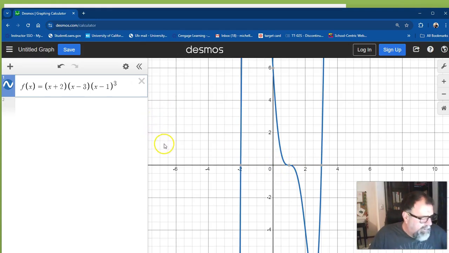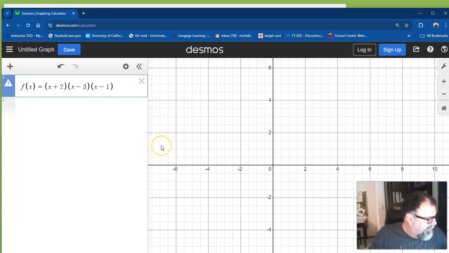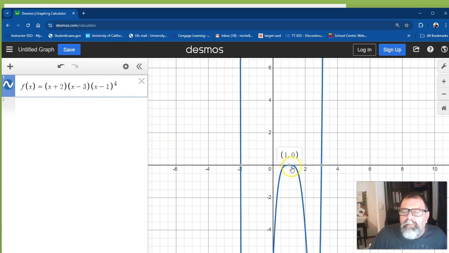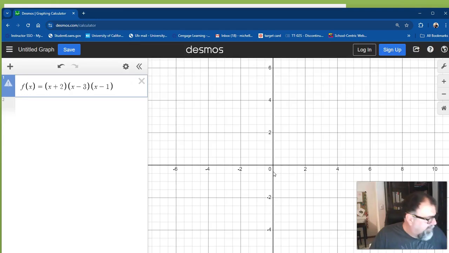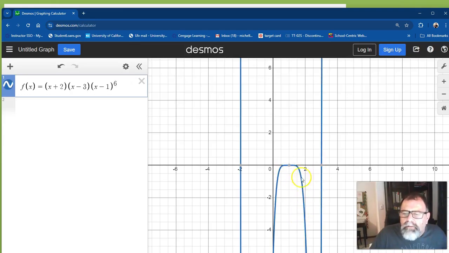Now when we do 4, remember 4 is like a parabola but a little flatter, and you can see how it kind of flattened out. So not only does it tell you if it cuts through or bounces, it also tells you the shape. If the multiplicity is 1, it cuts through like a line. If it's squared, it bounces like a parabola. With a 4th power, it bounces again, but it's a little flatter. If it's 6, it's even flatter than that, and then steeper.